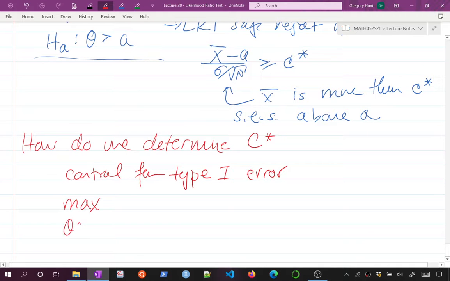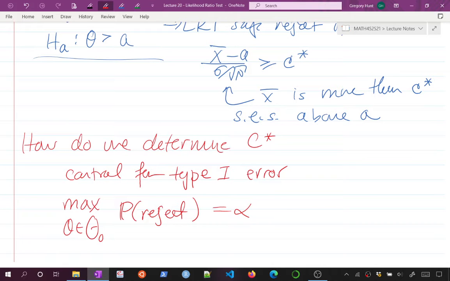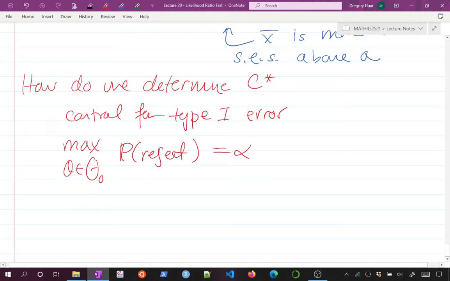We want the maximum probability, over anything in our null hypothesis, that we reject to be, in this case, a size alpha test. Maybe we want it to be exactly alpha, or you say less than or equal to. This is the classic thing you do: I'm going to build this test and choose my C star so that I'm sure I'm not going to make a type 1 error with more than alpha probability. In this case it's simple enough that you can pretty much determine exactly what C star is.